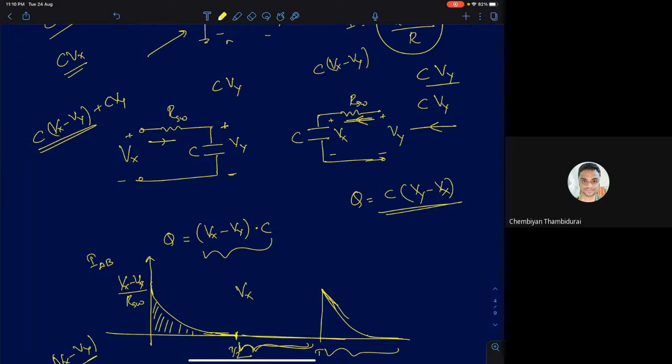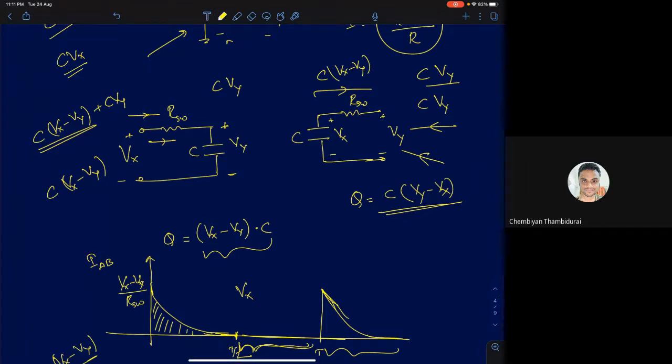And the process continues. Now if you look at what the input is actually delivering in the steady state, every cycle the input will deliver a charge of C into (Vx minus Vy). Now if you look at the terminal Vy, every cycle it is delivering a charge of C into (Vy minus Vx). The direction of flow of current will be from Vy to the capacitor. Or I can simply invert the polarity and say that the capacitor is delivering a charge of value C into (Vx minus Vy) to the node Vy.